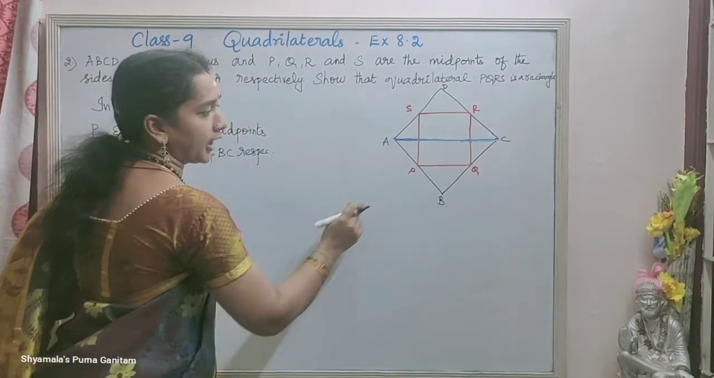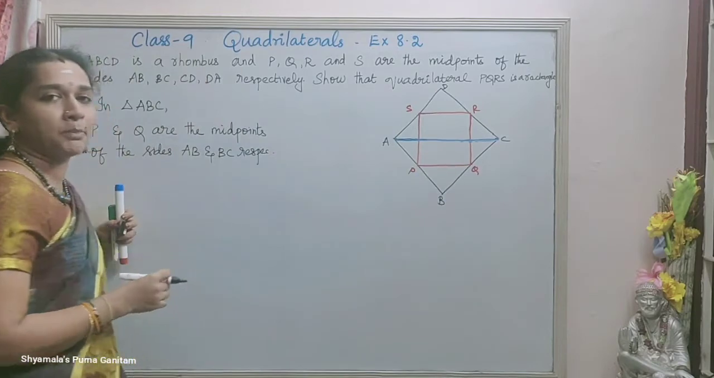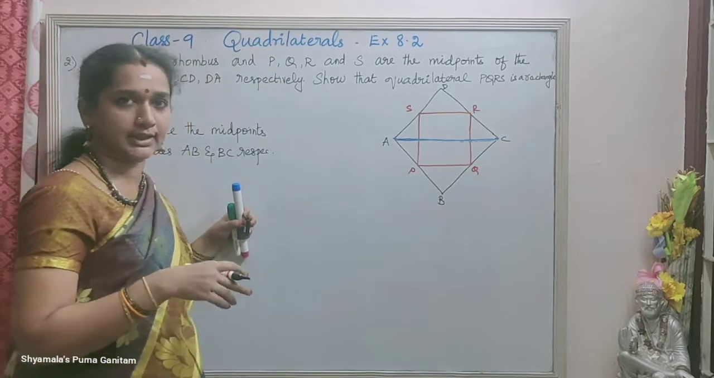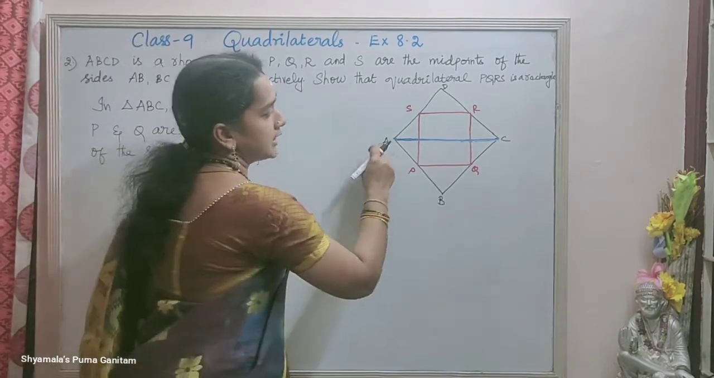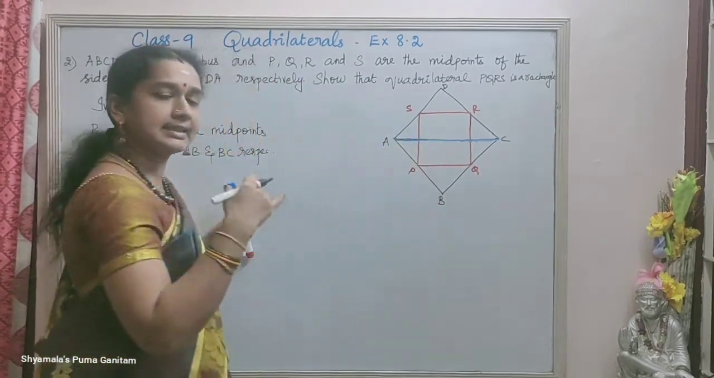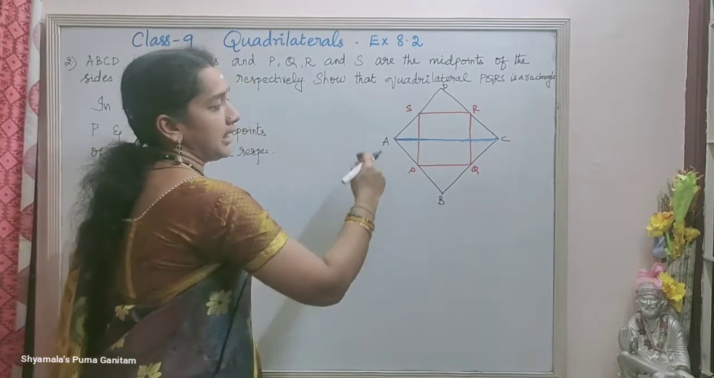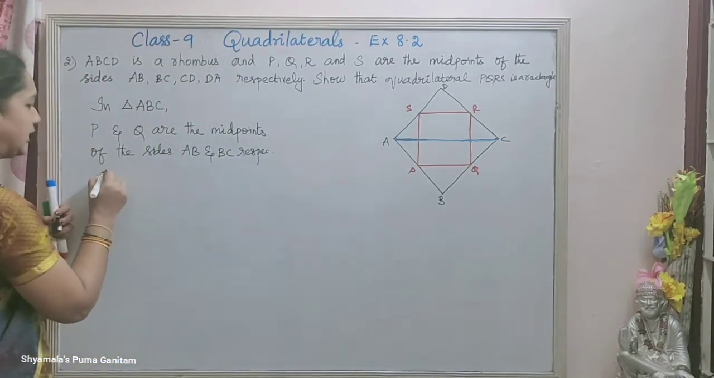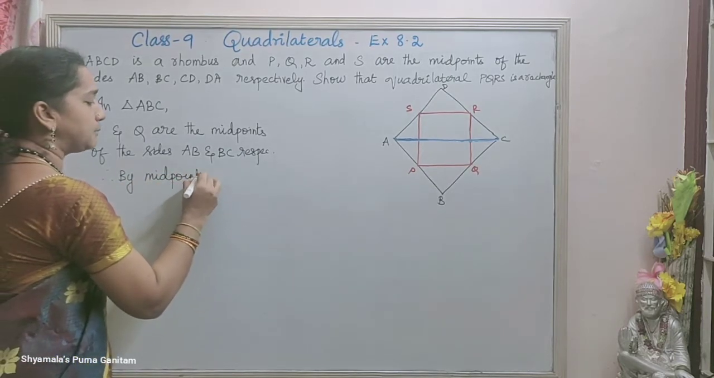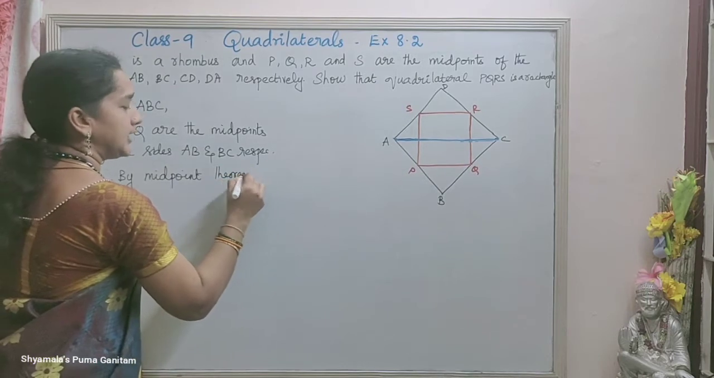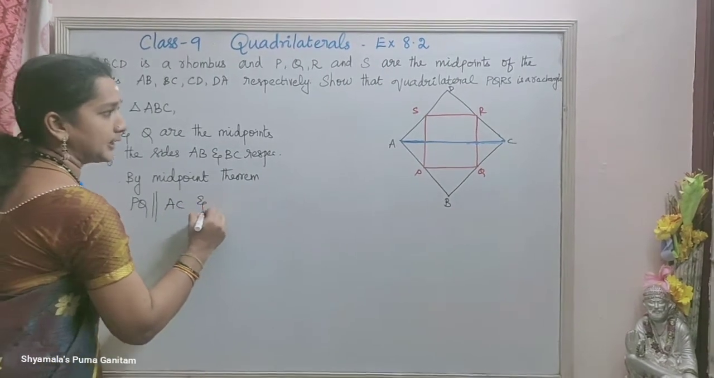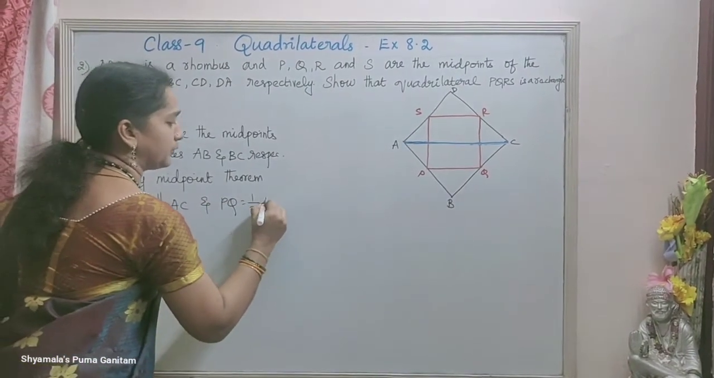So by the midpoint theorem, the line segment joining the midpoints of any two sides will be parallel to the third side. ABC is a triangle, these two are any two sides of the triangle, and AC is the third side. So PQ is parallel to AC. Therefore by the midpoint theorem, PQ is parallel to AC and PQ is equal to half of AC.